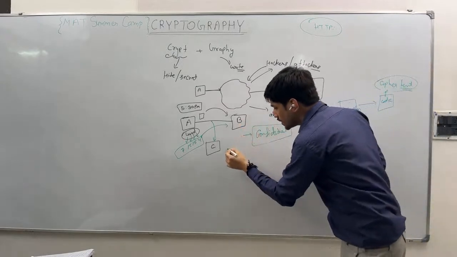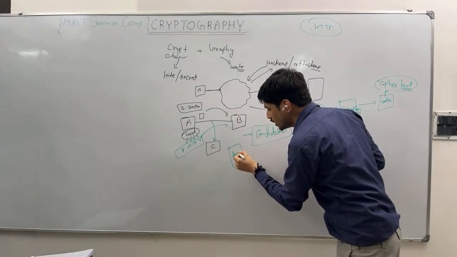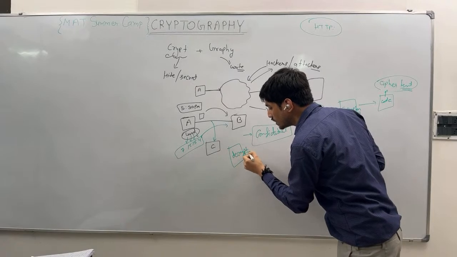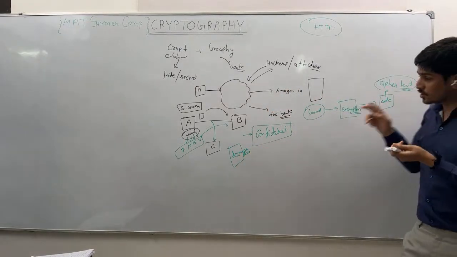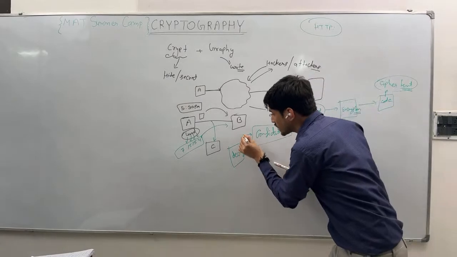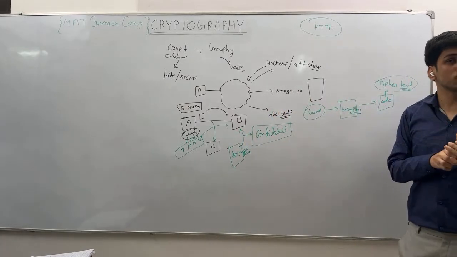Before it reaches B, they use some system that is called a decrypt. Decrypt means what? Converting this coded message into the original message. Now B can access that information. So what happens to provide the security?